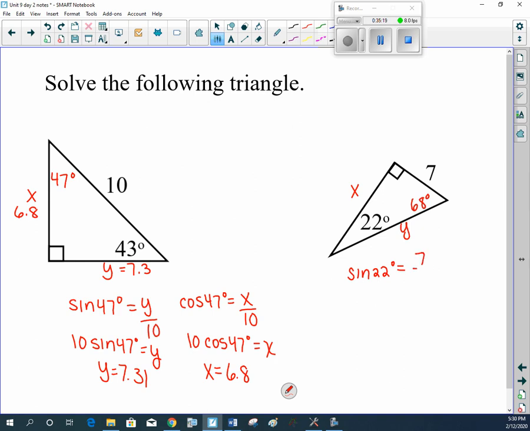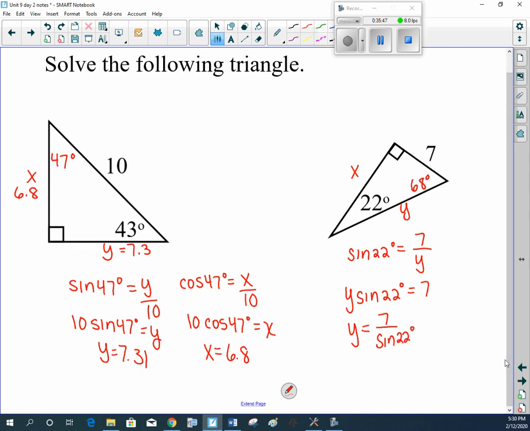y turns out to be, when you do the algebra on that, you multiply both sides by y, and you end up with y times the sine of 22 equals 7, and then you divide by the sine of 22. So y equals 7 divided by the sine of 22 degrees. Okay, so 7 divided by the sine of 22 degrees is 18.7. And then I'll just redo another one to find x.